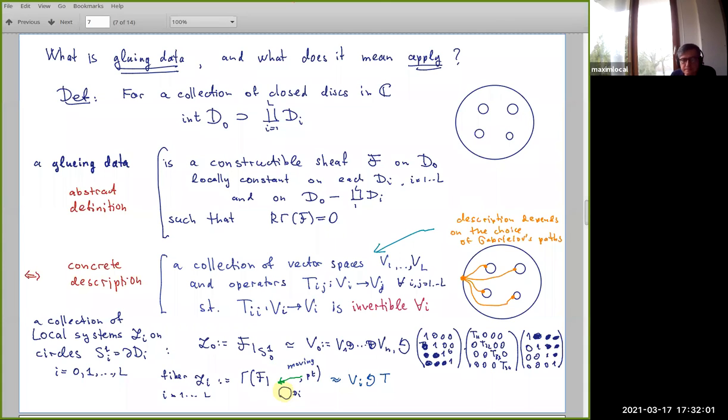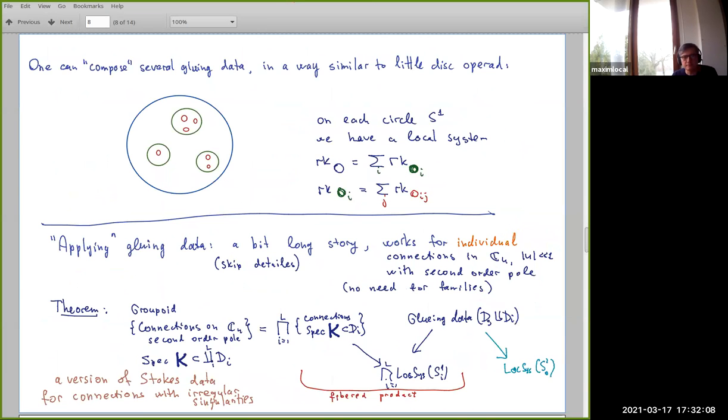I see a little misprint here. So now this gluing data associated to this picture, a disk and a collection of smaller subdisks, looks like a point in a space of a little disk operad. And then one can compose gluing data, similar to a little disk operad.